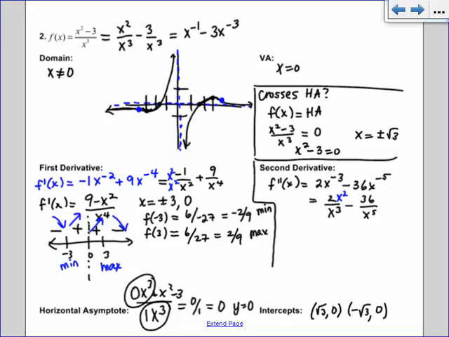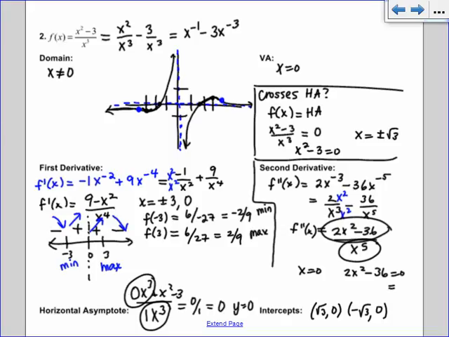So I need an x squared and an x squared on the top and bottom to get common denominators. So I have 2x squared minus 36 all over x to the 5th. So I end up getting 3 critical values. So from the denominator, I get x equals 0. No big deal. We already knew that one. Vertical asymptote. From the numerator, if I set it equal to 0, oops, minus 36.